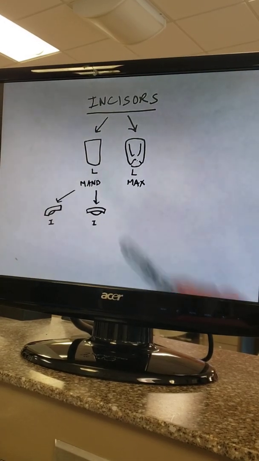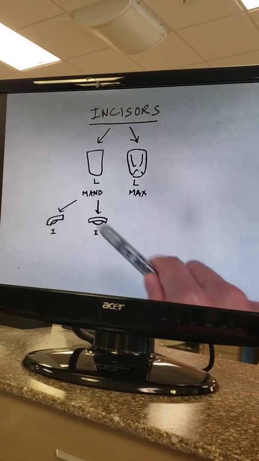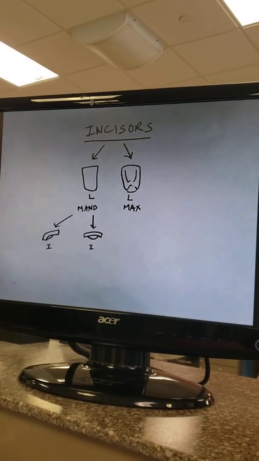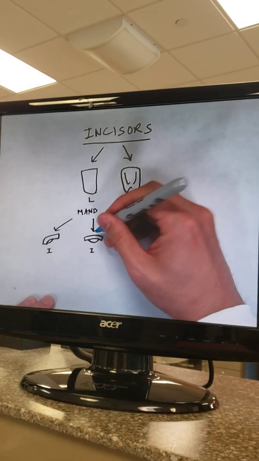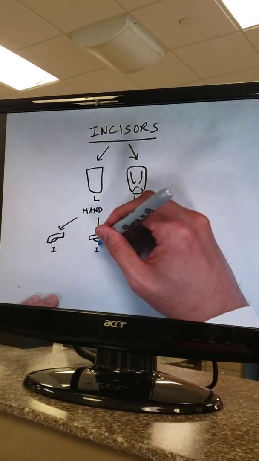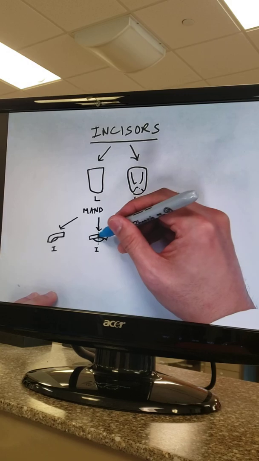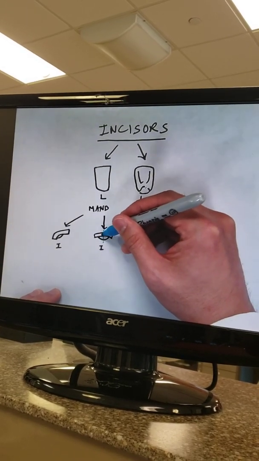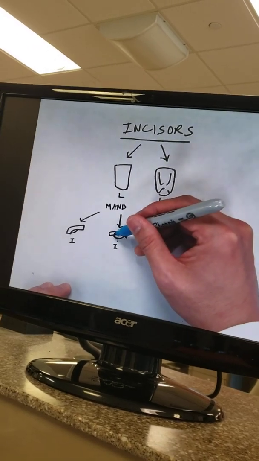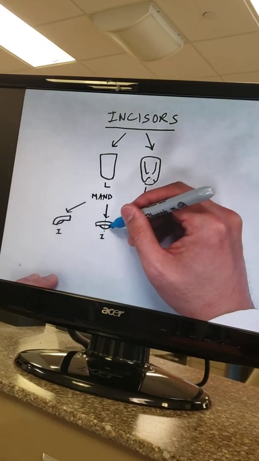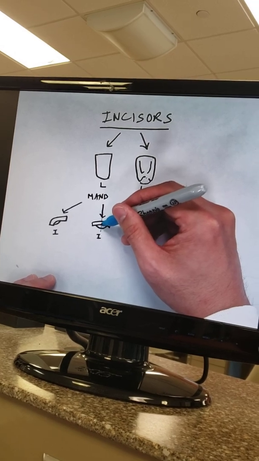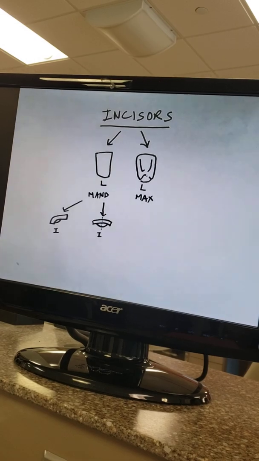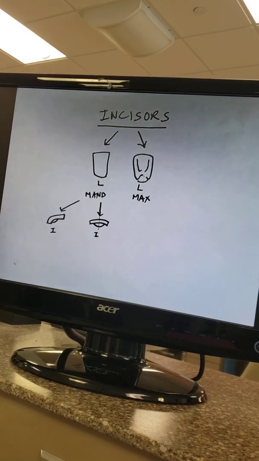The central will look very symmetrical from the incisal view. That incisal edge has a very balanced arc to it. And then the cingulum, which you can sort of see from this view, is centered right in the middle, okay? So that's the central, the lower central.